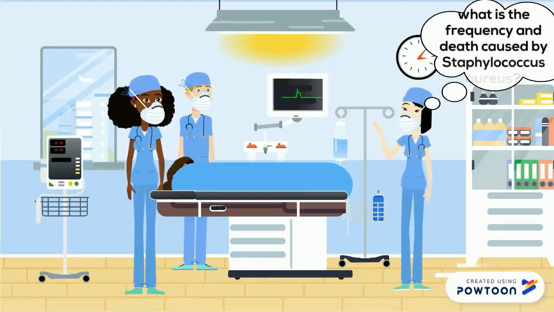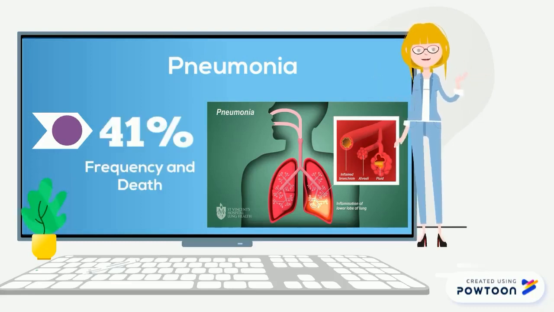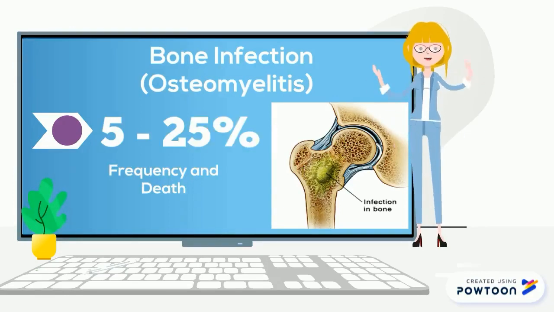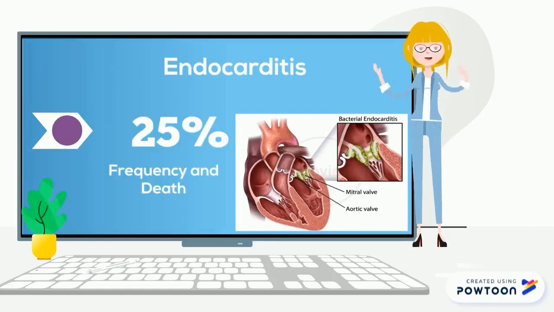What are the frequency and death caused by Staphylococcus aureus? Gram-positive pneumonia due to Staphylococcus aureus accounts for a higher mortality rate, 41%, compared to that caused by gram-positive bacteria that most commonly cause pneumonia, namely Streptococcus pneumoniae. Osteomyelitis mortality rate is 5 to 25%. Acute osteomyelitis is a disease that is usually caused by Staphylococcus aureus. The rate of death for endocarditis among those infected with the bacteria is around 25%. Men are more affected than women.